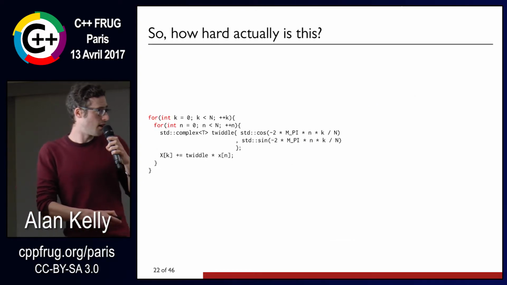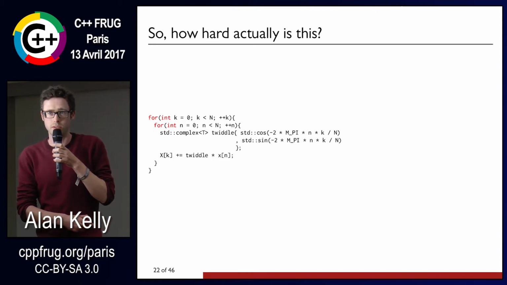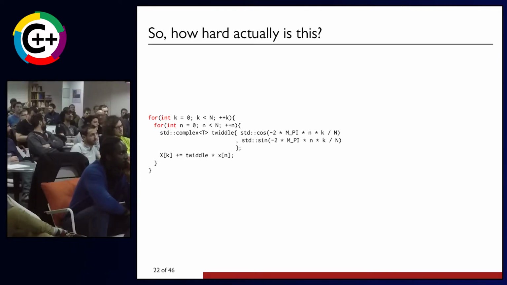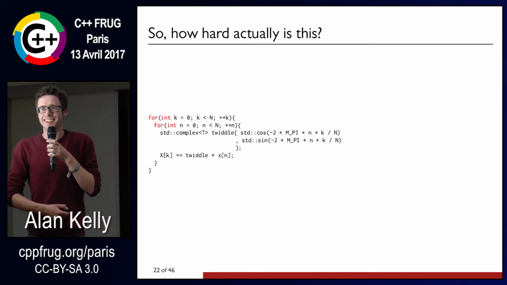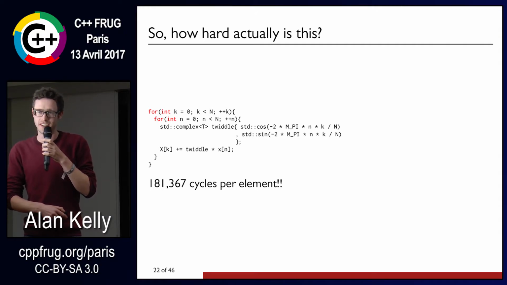And if we go back to our double for loops here, anybody want to take a guess? I benchmarked this on my computer too. Anyone want to guess how many cycles per element? 60? 600? Sorry? Did it finish? It hasn't finished yet. No, in reality, it's 181,000 cycles per element.